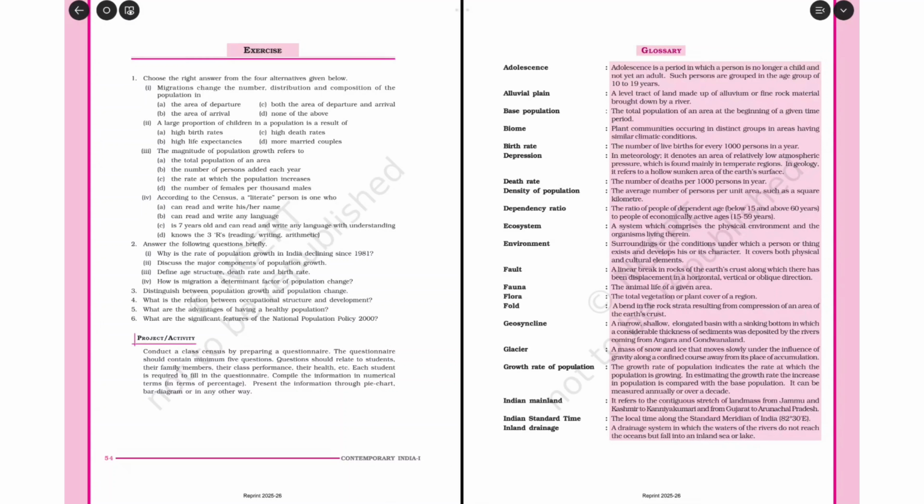Sounds good. Birth rate: the number of live births for every 1,000 persons in a year. Death rate: the number of deaths per 1,000 persons in a year. Density of population: the average number of persons per unit area, such as a square kilometer. Growth rate of population: the growth rate indicates the rate at which the population is growing. In estimating the growth rate, the increase in population is compared to the base population. It can be measured annually or over a decade.